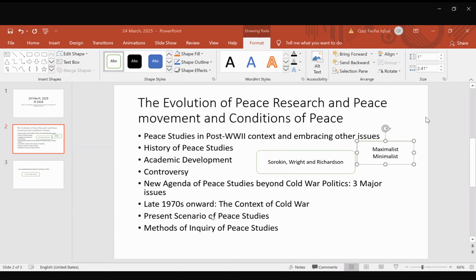Similarly, as scholars are involved in this theoretical development, scholars are also involved in practical aspects. What sort of practical aspects?